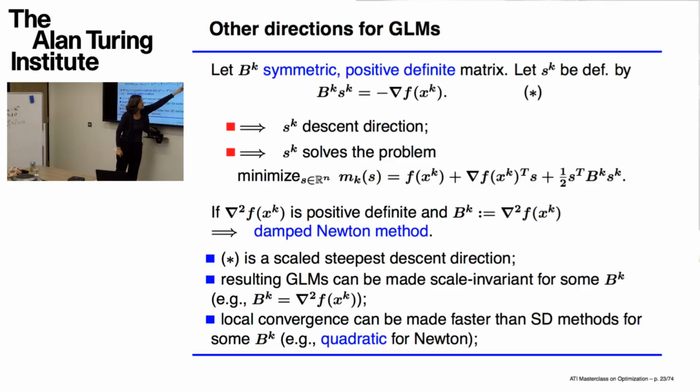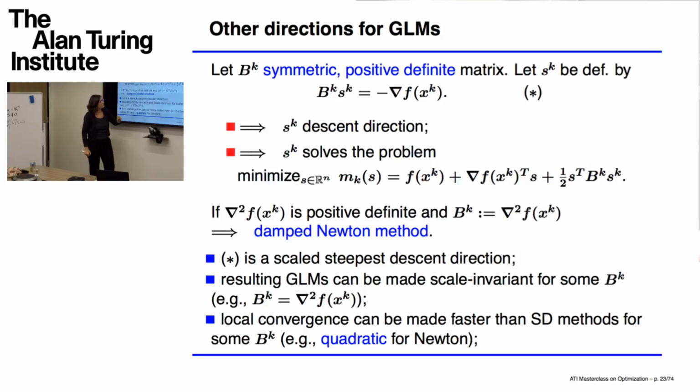But remember here that this Bk is symmetric positive definite. And sorry, there should be no sk here, that's a typo. So minimizing this model as a function of s, it's a quadratic, and in particular, it's a convex quadratic when Bk is symmetric positive definite. Because it's a convex function, the minimizer is always well defined. It has a minimizing direction, and it's bounded below.